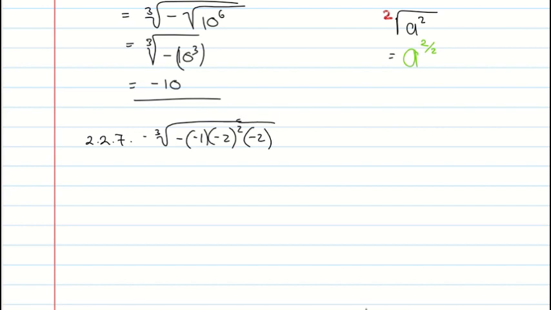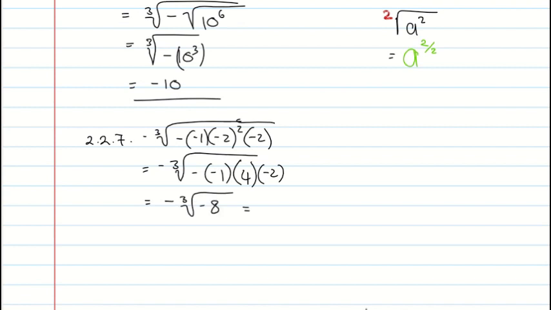Alright, I'm going to simplify this. So this now becomes negative cube root. I'm first going to simplify the square there. So that's going to be negative, and then negative 1, and then negative times a negative is equal to a positive. So that's positive 4, and then times a negative 2 there. So that becomes a negative times a negative, which is equal to a positive. So that answer is going to be negative cube root of negative 8. And the cube root of negative 8 is equal to negative 2. So that's a double negative, so your answer is a positive 2.